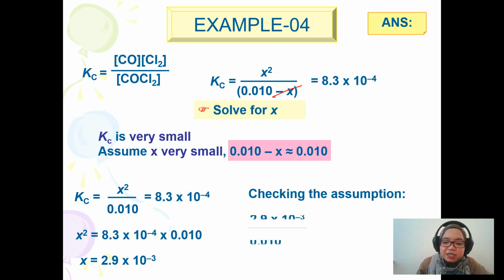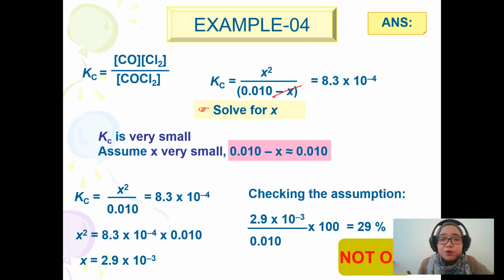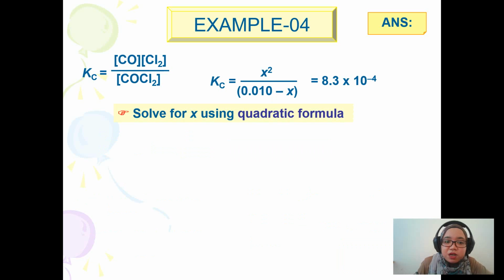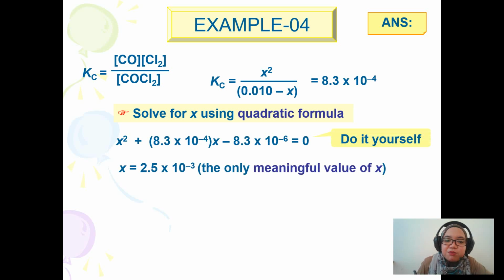However, when we check the assumption, x over the initial concentration times 100% gives 29%, which is much higher than 5%. So we are not going to assume; we will use the quadratic formula. How? We include this x in the Kc expression and solve for x using the quadratic formula. So x² + 8.3 × 10⁻⁴x − 8.3 × 10⁻⁶ equals 0. You can do the rest yourself.